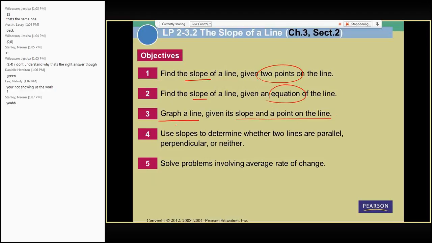Yesterday we graphed using a T-chart, or wasn't it intercepts? And then we have different ways to graph a line. Now they're saying a slope and a point on the line. So we're going to go over those. And then we're going to talk about if lines are parallel, perpendicular, or neither. We'll talk about what that means. And then slope a lot of times is referred to in word problems as the average rate of change. When I teach calculus, we actually do that. And it's actually the first derivative. So if you ever get to calculus, you'll see it again.